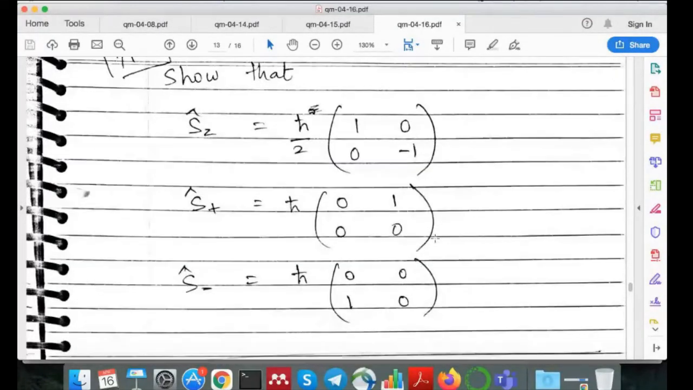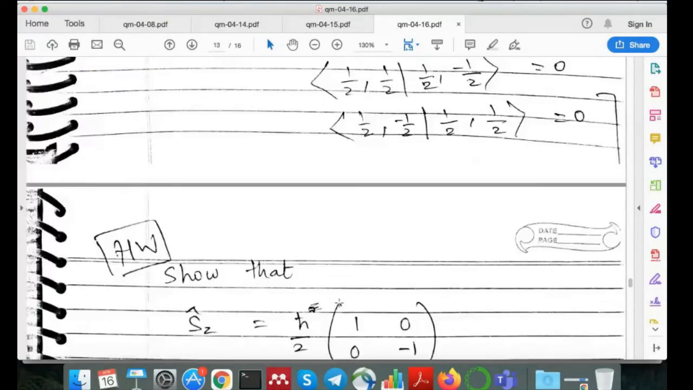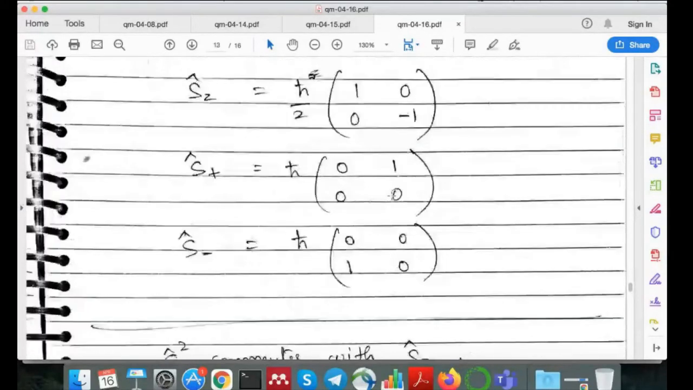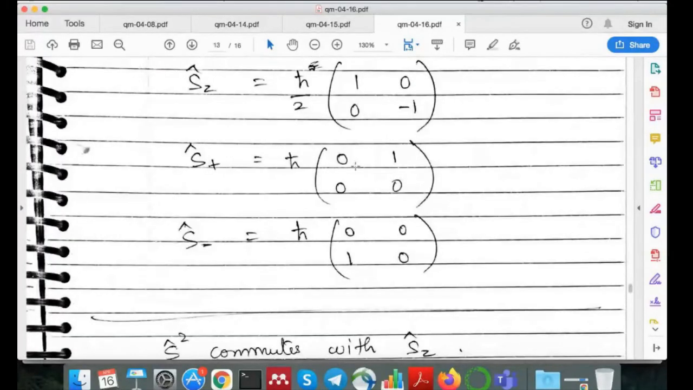Okay, so this is your homework. You need to show that the matrix representation for all of these operators are in these particular formats. So if you understand how we have done this, then you can do all of this as well. Okay, it's not going to be difficult.